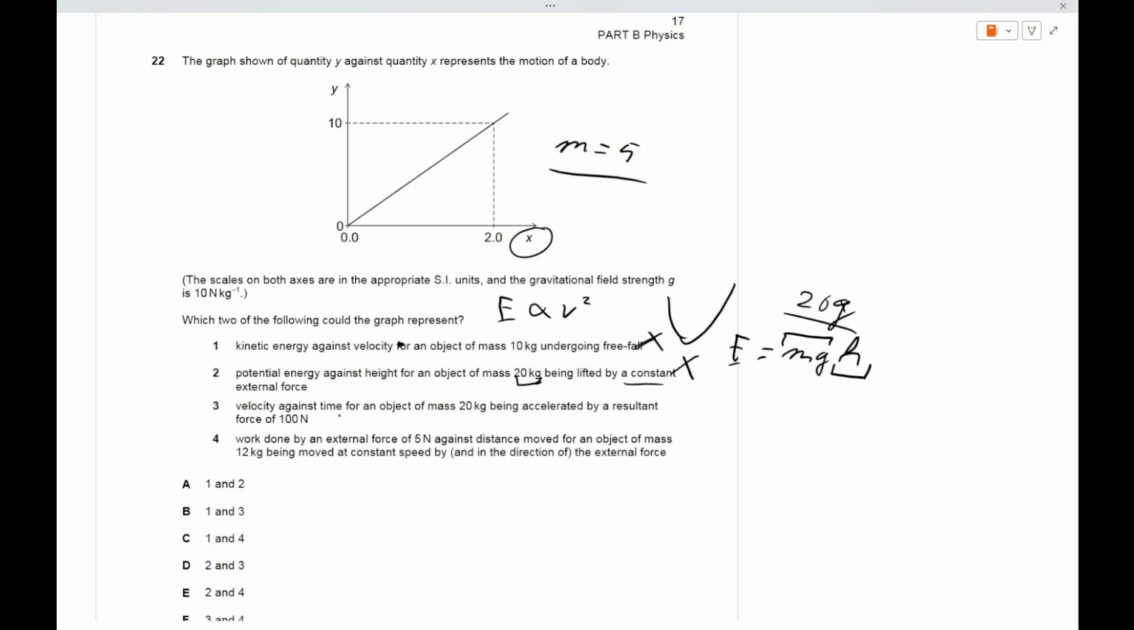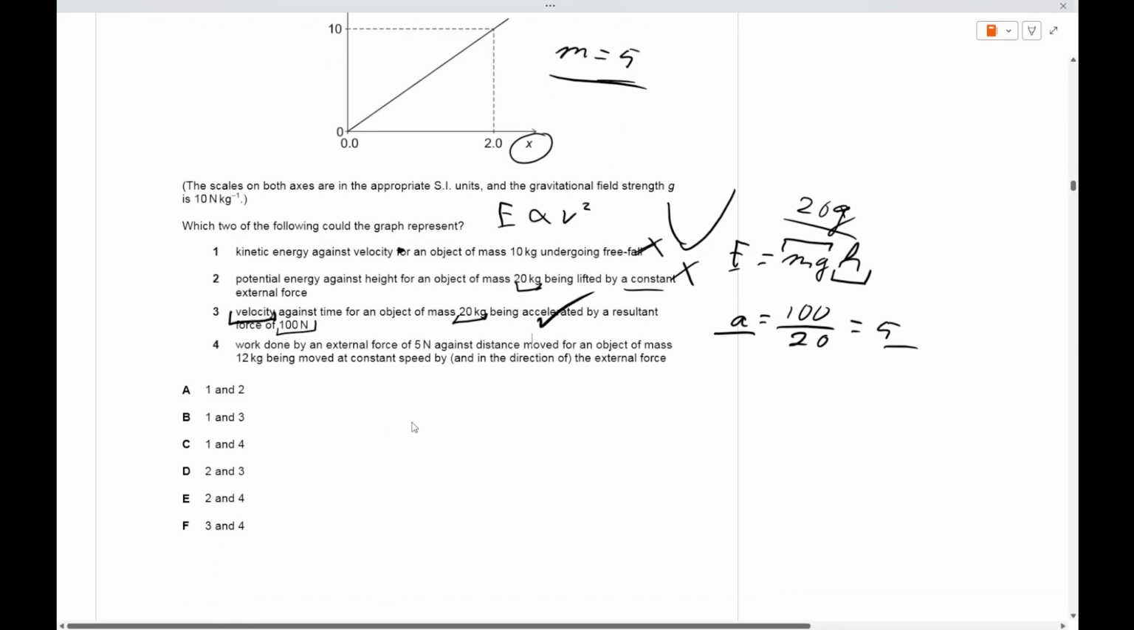Now 3, velocity against time. For an object of mass 20 with a force applied of 100 newtons, we know that acceleration is the force divided by the mass, which is 5. And acceleration is the rate of change of velocity. So we know that this is velocity against time, the gradient is going to be the acceleration. The acceleration is 5, which is the same as this. You know that 3 is correct.